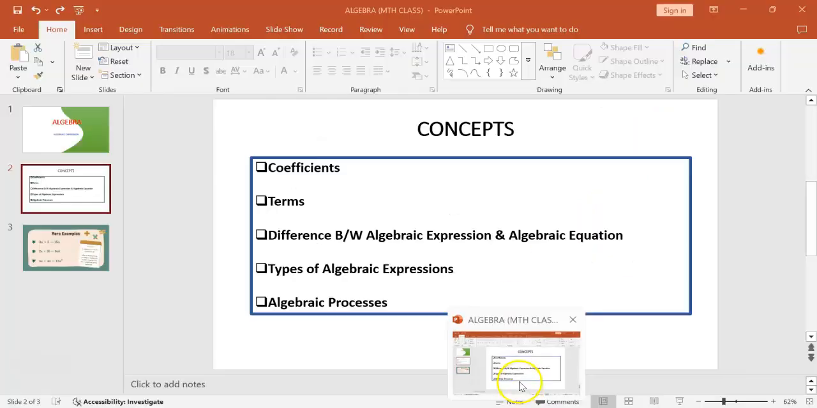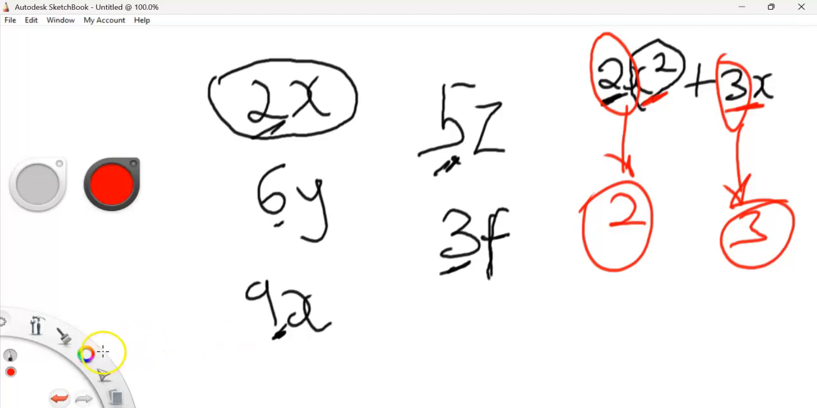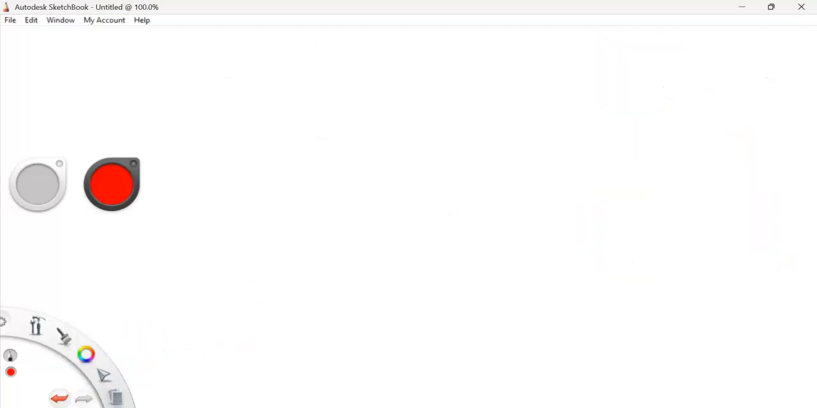Okay, let's quickly go to the next part of this explanation, which is terms. When you hear terms in algebra, what is it all about?